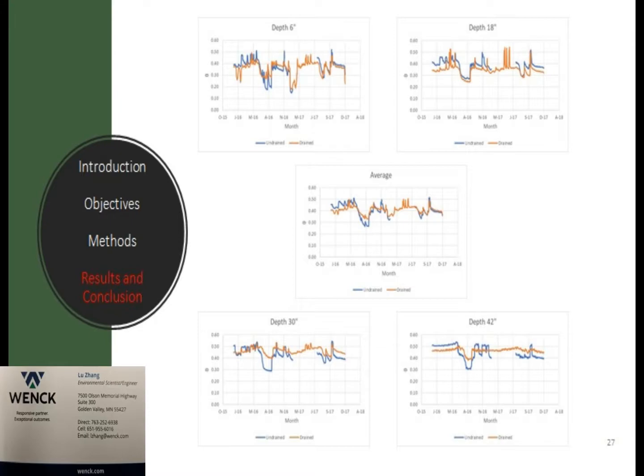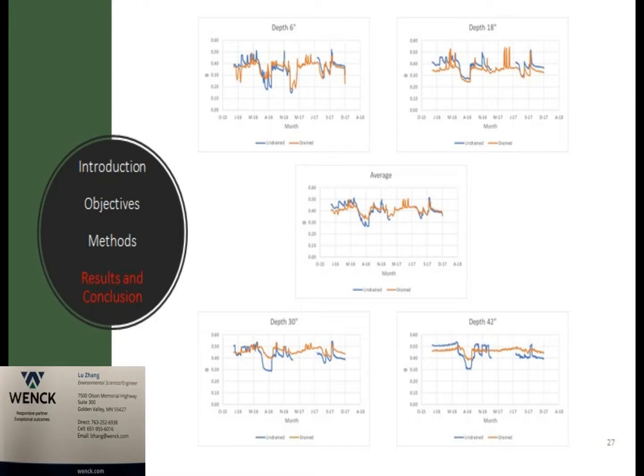So South Dakota also has the soil moisture. The averages are at the center: 6-inch, 18, 30, and 42. You can see in the graphs that at the beginning of the season, it's the same. The blue is undrained and the orange is drained.